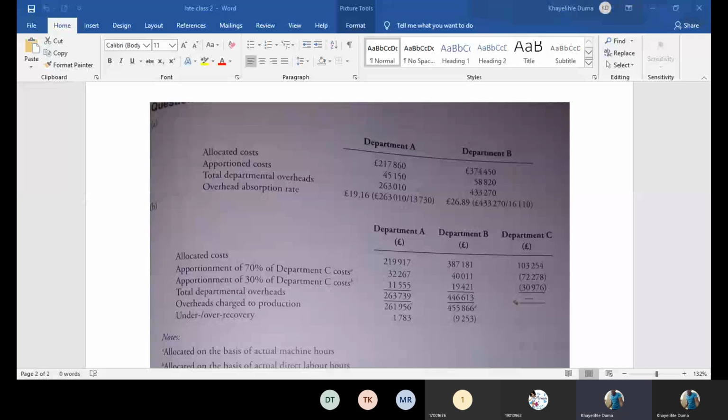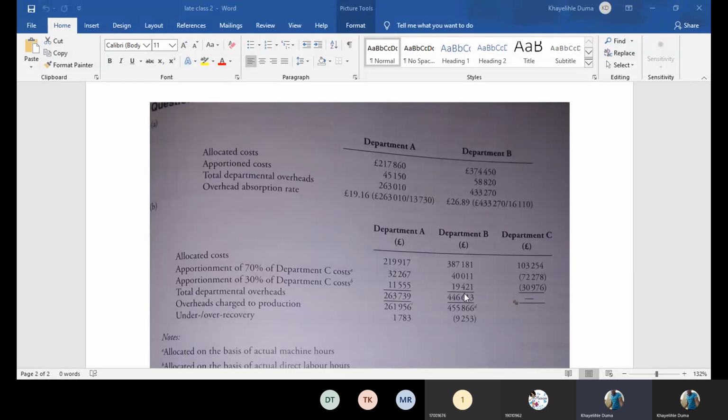And then the issue of under recovery or over recovery, it's that if it's an under recovery, it's supposed to be an expense, and then it's going to be on your credit side. Oh, sorry about that. The overheads charged to production are the ones that are underneath the 261,956. So it means that you charge these amounts and then you pay this one. Yes, so there's an over recovery in this case, that you thought you were going to pay this amount of 263, but then you paid 261,956. Then there's an over recovery in that case.